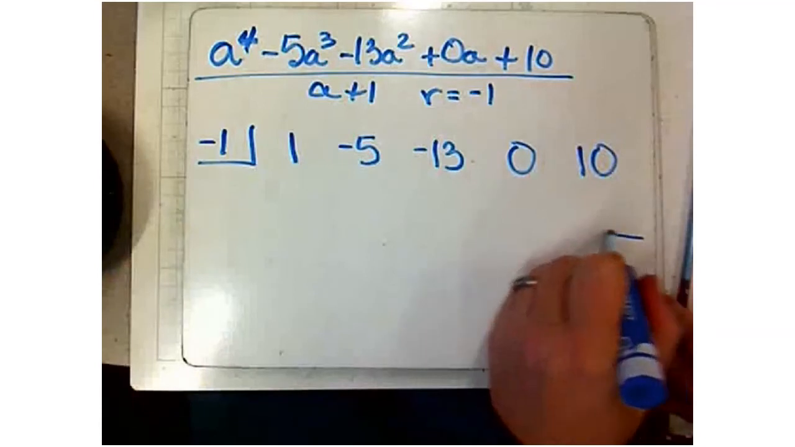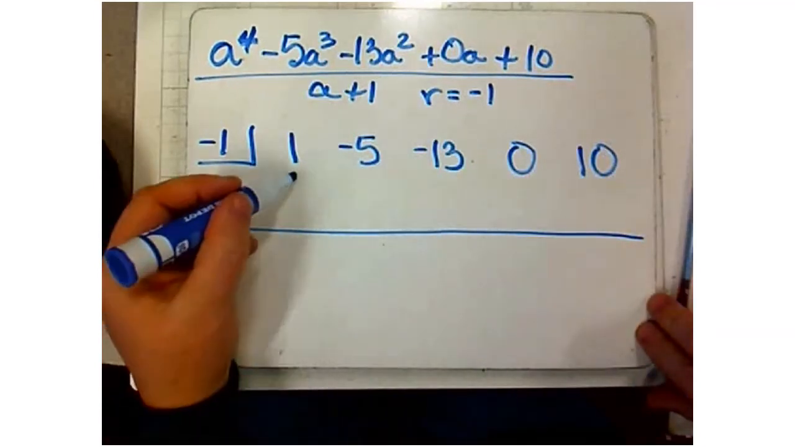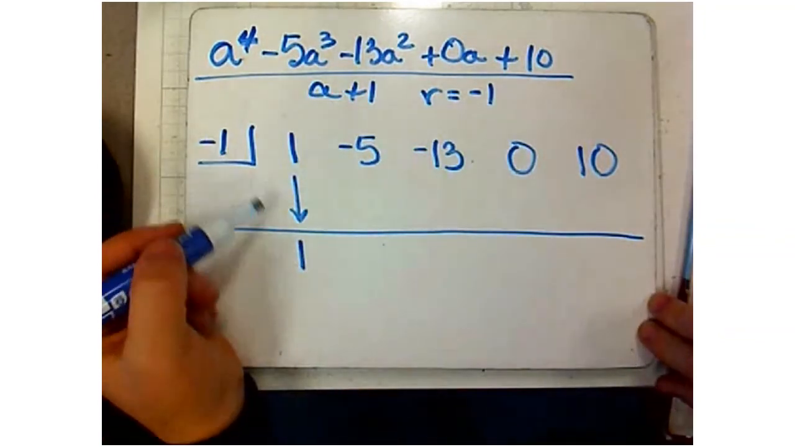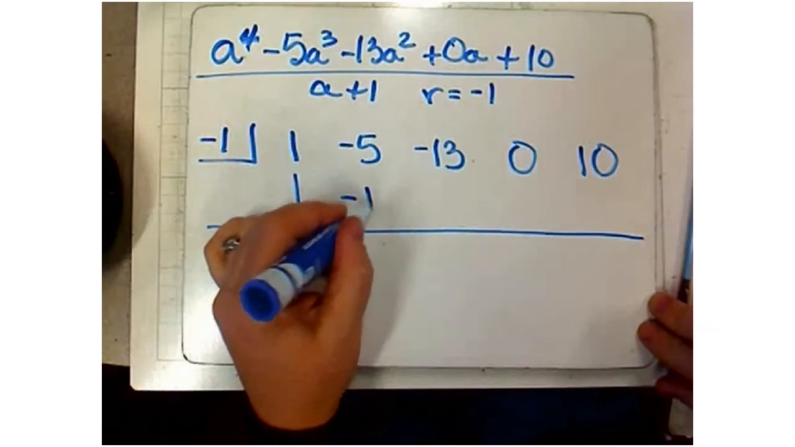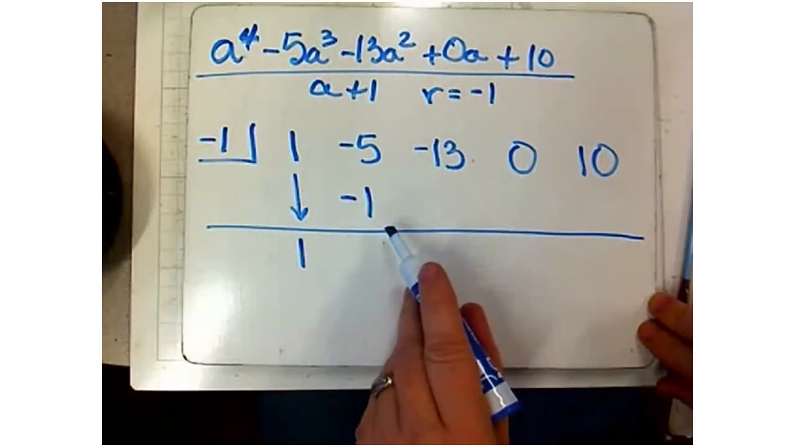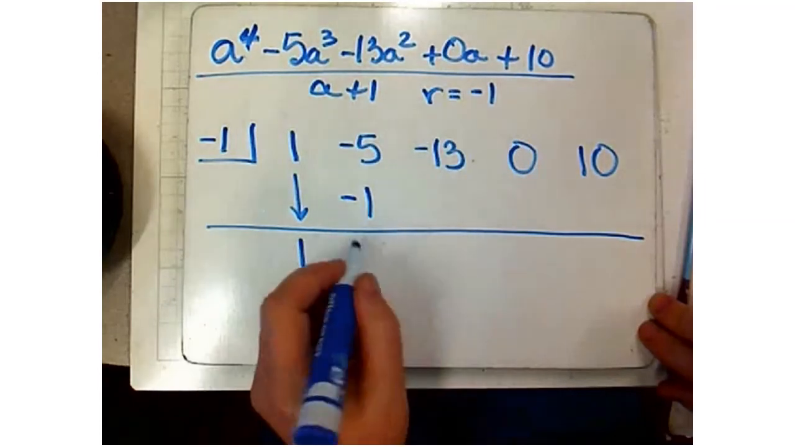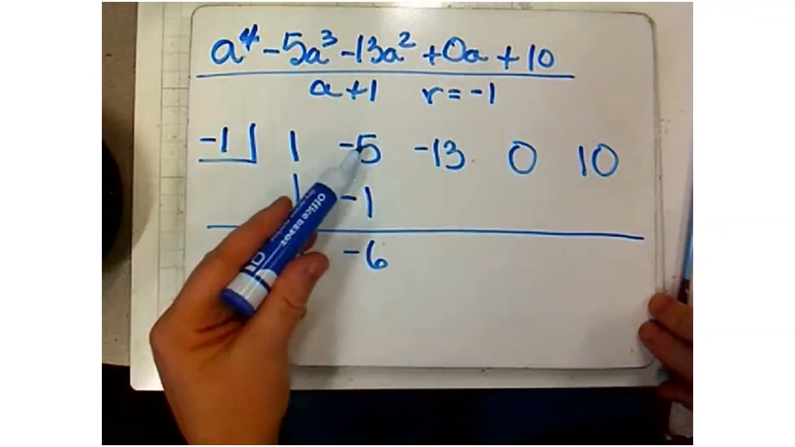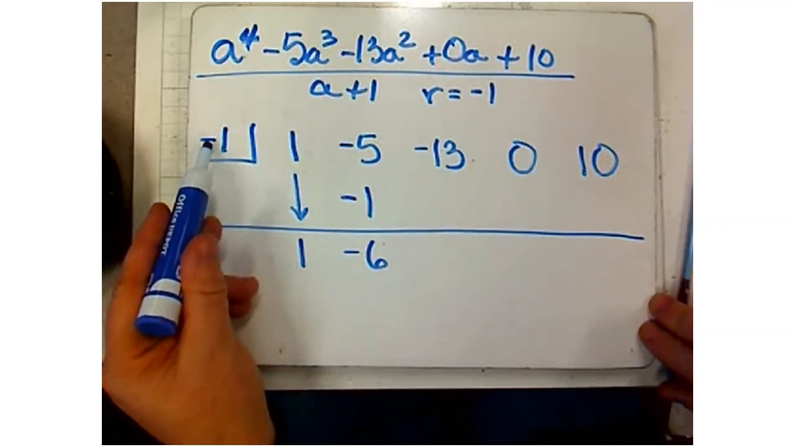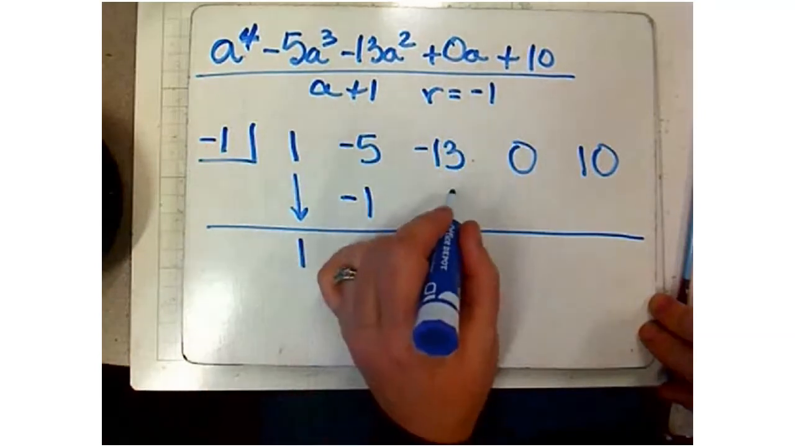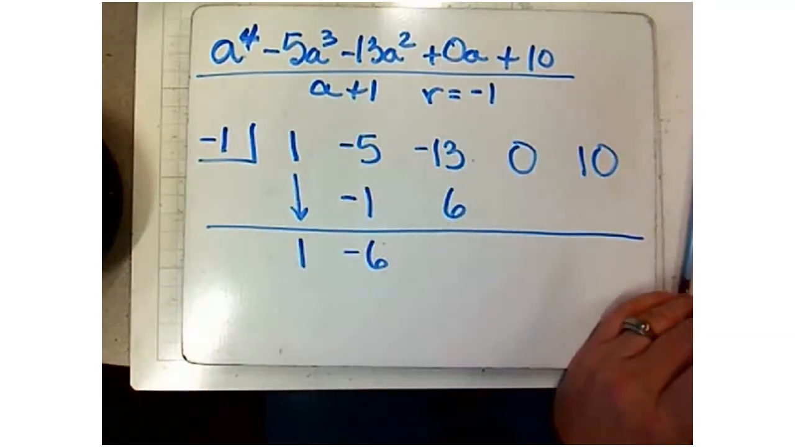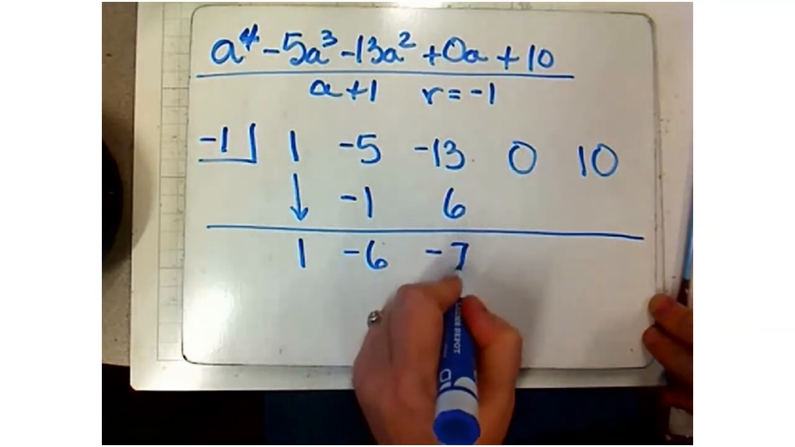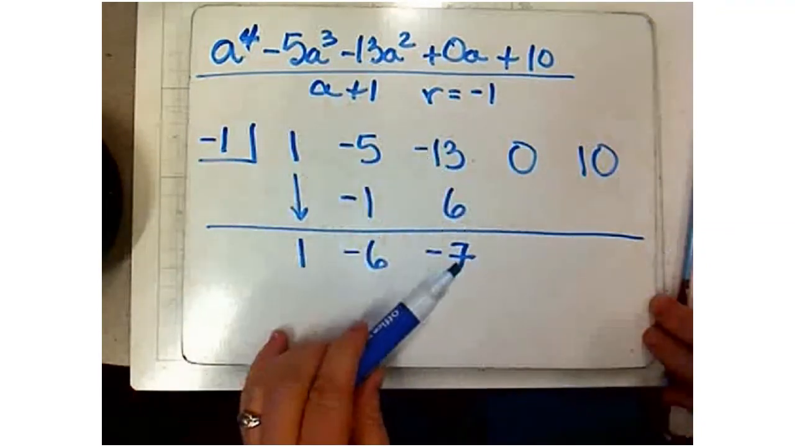We're going to space down a couple spaces and draw a line. We're going to pull down that first term, which is a 1, and that's going to get us started. So we have -1 times 1 is -1 that we put underneath the -5. We combine the -5 and the -1 to get a -6. We put that underneath the line, underneath that column. We do -1, our r value, times -6, and we get a +6 that we put underneath the -13. We combine the -13 and the 6 and get a -7. So we're going to put that underneath that column, underneath our line.